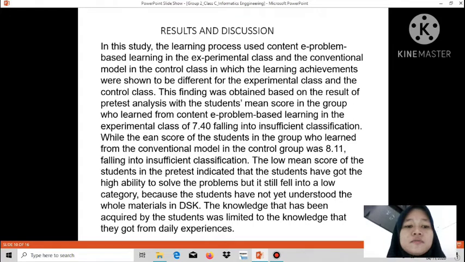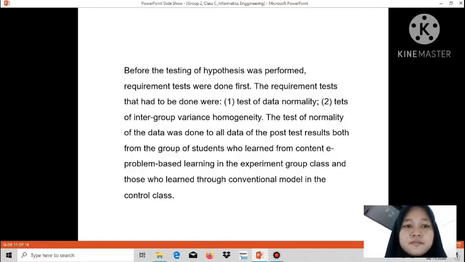The low score of the students in the pre-test indicated the students had not yet got the high ability to solve the problems, and it still fell into a low category because the students had not yet understood the material. Knowledge that had been acquired by the students was limited to the knowledge that they got from daily experiences.